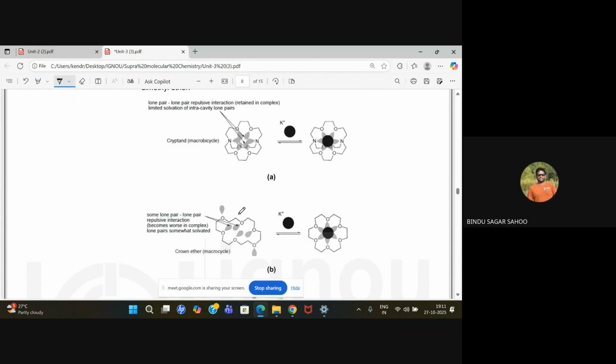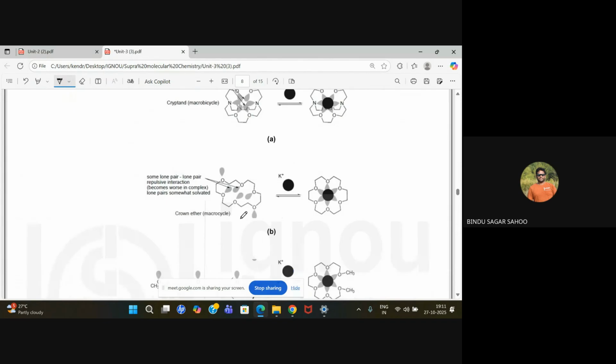But in podand, the number of donor atoms is much lower compared to crown ether. In cryptand, sorry, in cryptand, the number of donor atoms is much higher, so the lone pair repulsion is much higher. Here the number of donor atoms also decreases, but still the donor atoms possess lone pairs, so they can make repulsion between themselves. So this is macrobicyclic and this is macrocyclic.